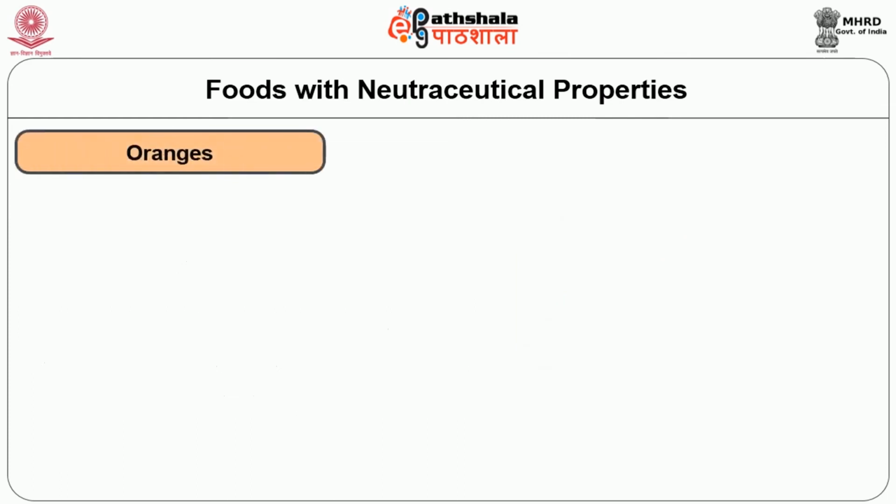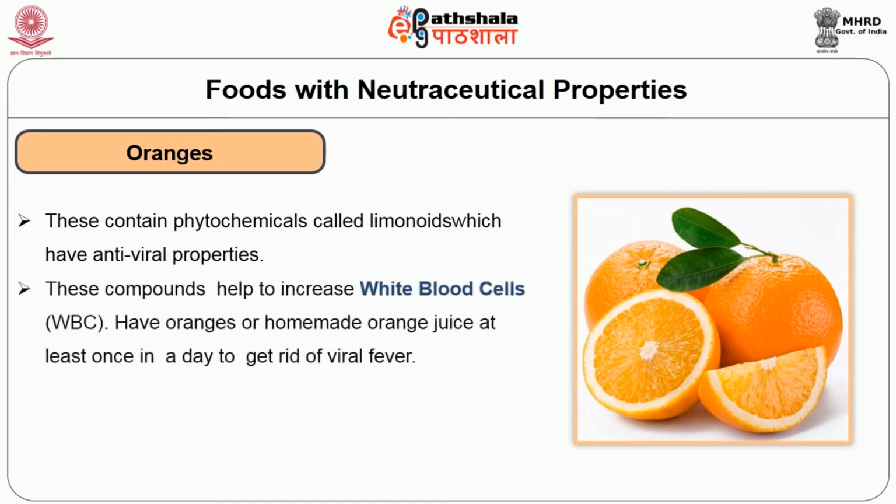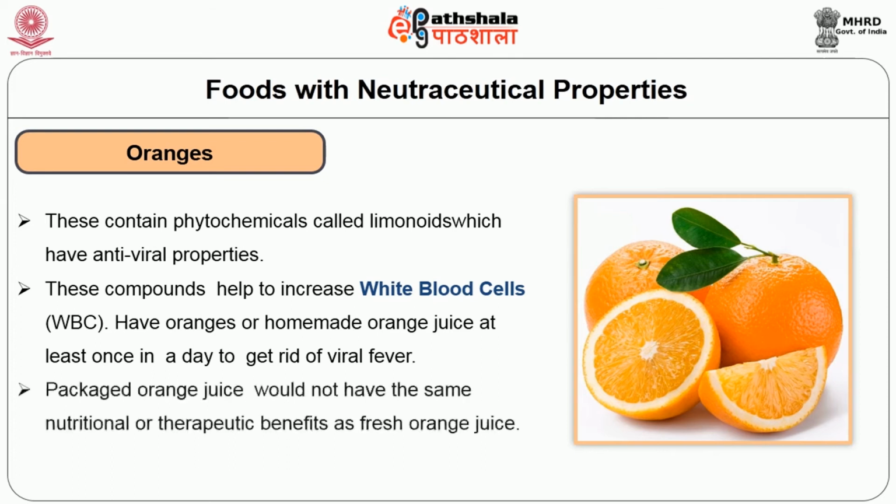Coming to oranges, oranges contain a lot of phytochemicals called flavonoids, which have antiviral properties. These compounds help to increase white blood cells. Have oranges or homemade orange juice at least once a day to get rid of viral fever. Packaged orange juice would not have the same nutritional or therapeutic benefits as the fresh ones.